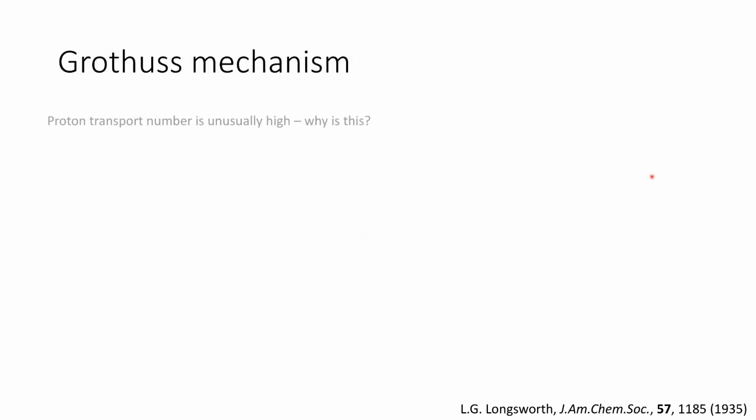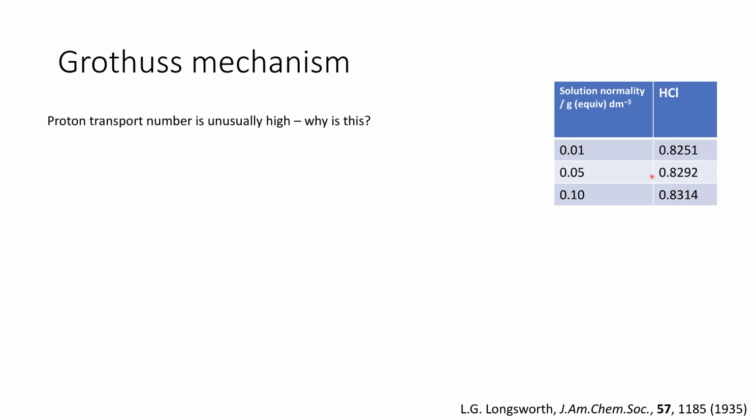It comes down to the phenomenon known as the Grotthuss mechanism. We covered this very briefly in first year, but let's look at it again. Remember, protons appear to be unusually mobile. They are moving much quicker through the solution than we would otherwise predict and carrying a massive share of the current. So let's think about what is happening.